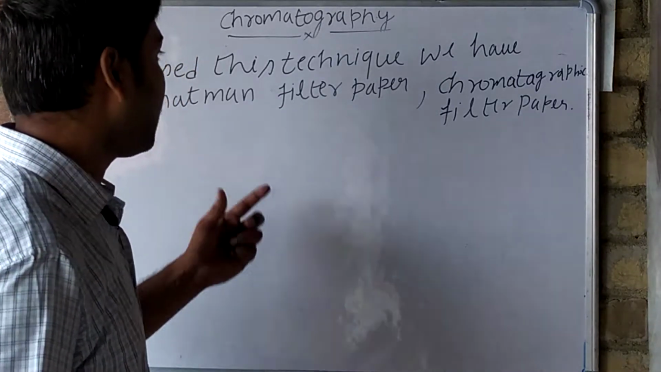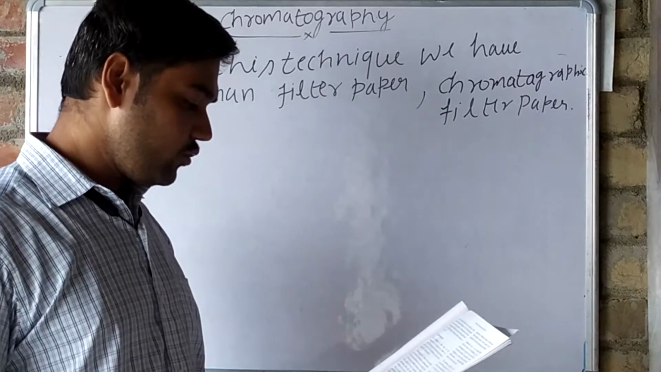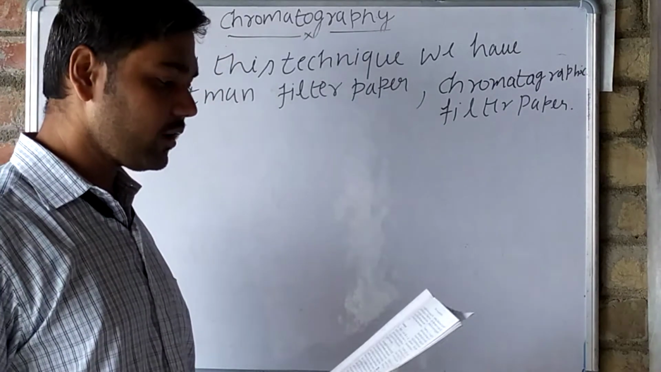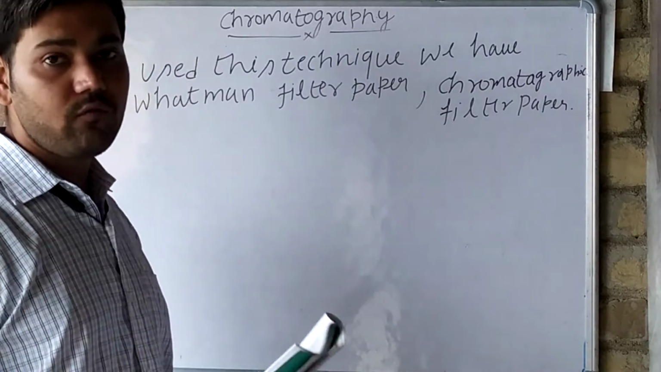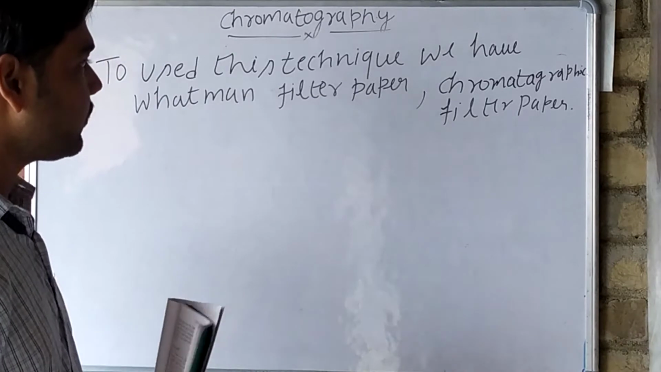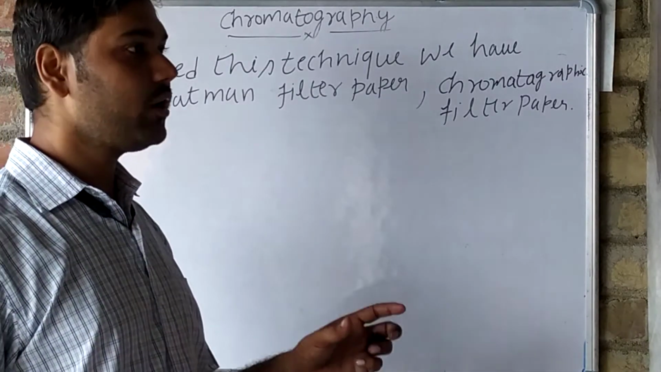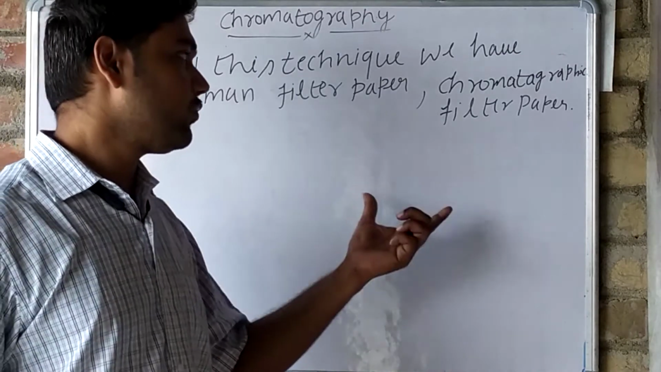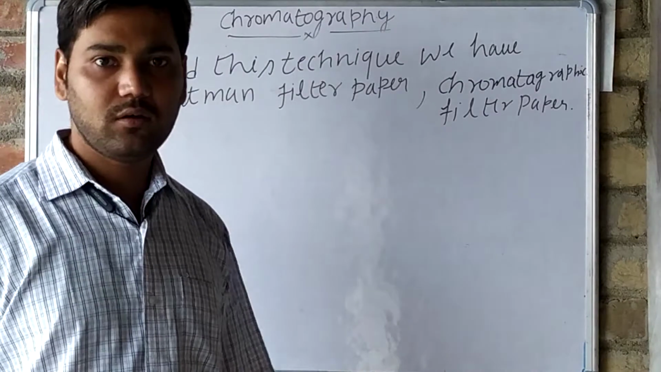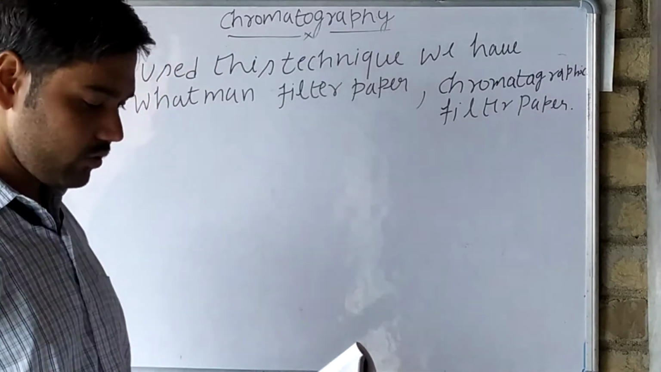So see here, now how we will do it. When you place a solution of a mixture over an adsorbent, the different components of the mixture get adsorbed and form a layer. Now see how it is used.